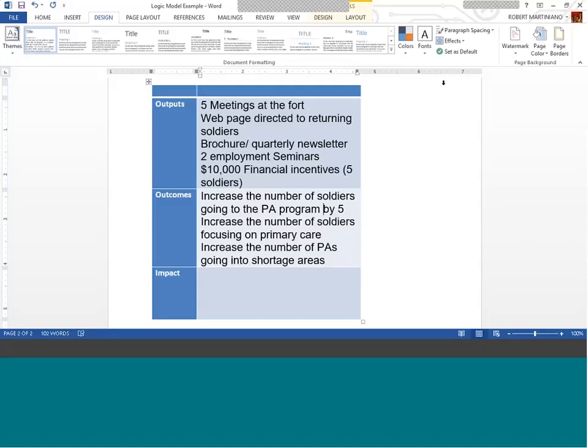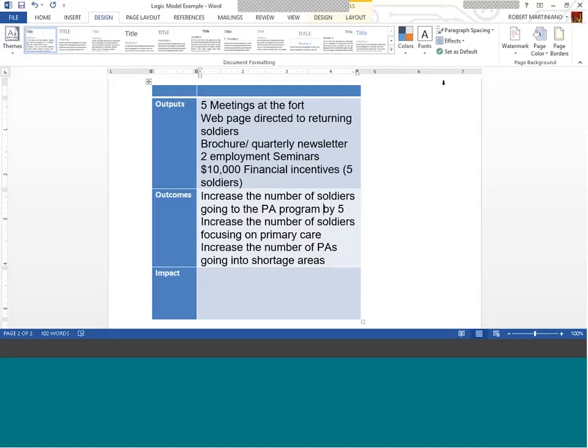Same thing with your outcomes. What are you going to measure? And in this case, we increased the number of soldiers that went into the PA program by 5. We increased the number of soldiers that decided to go into primary care, and hopefully we increase, and again, you could argue short, intermediate, and long term.